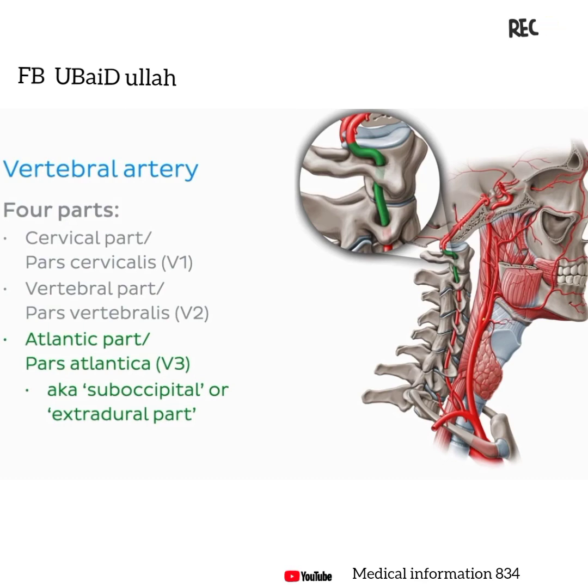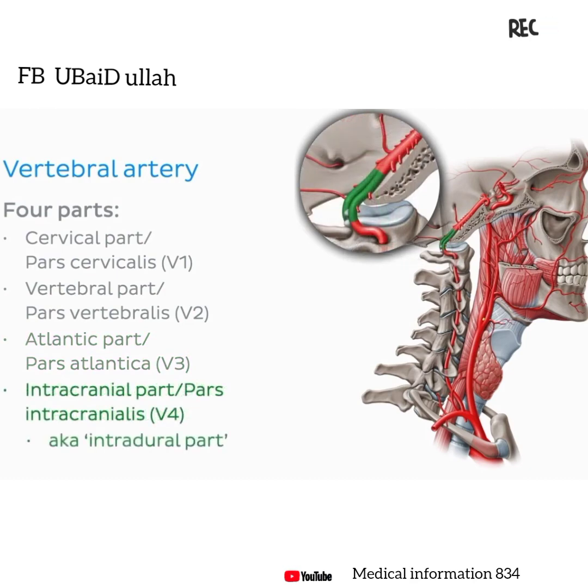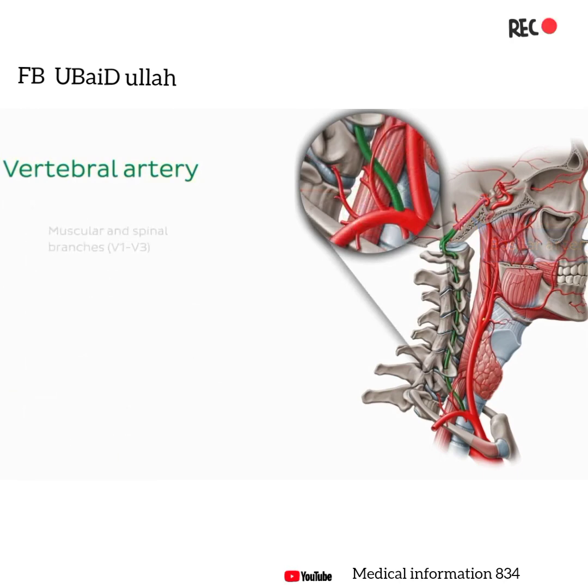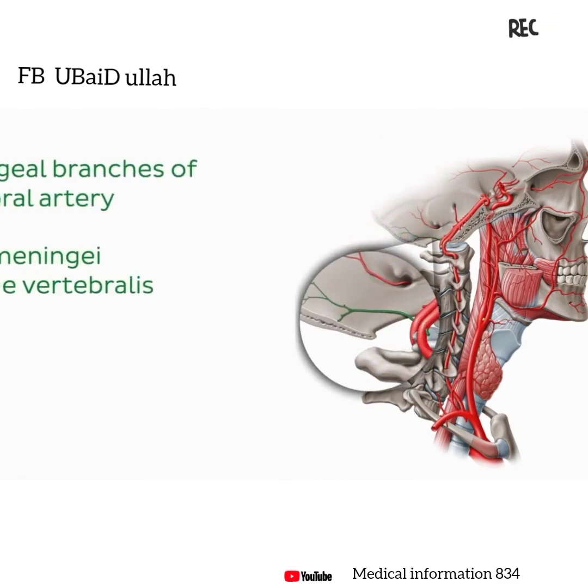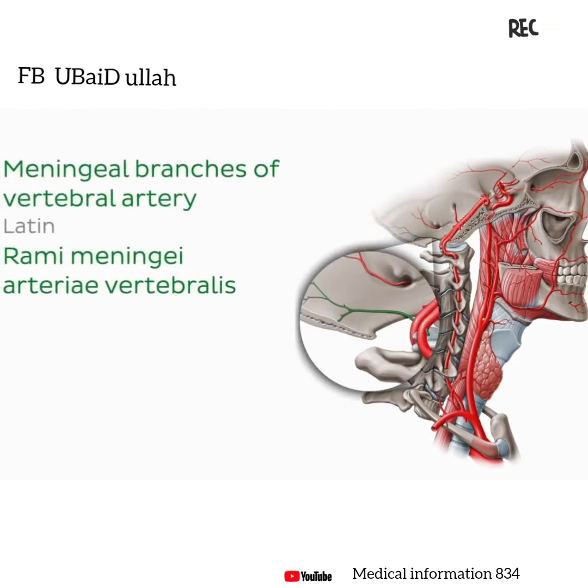And the final part, known as the intracranial or intradural part of the artery, extends until the convergence of the two vertebral arteries at the inferior border of the pons to form the basilar artery. Several muscular and spinal branches are given off as the vertebral artery ascends through its first three parts. These supply various muscles of the neck, as well as the cervical vertebrae, spinal dura mater, and spinal cord. One other notable group of vessels arising from the V3 segment are the meningeal branches of the vertebral artery, which supplies the dura of the cerebellar fossa.